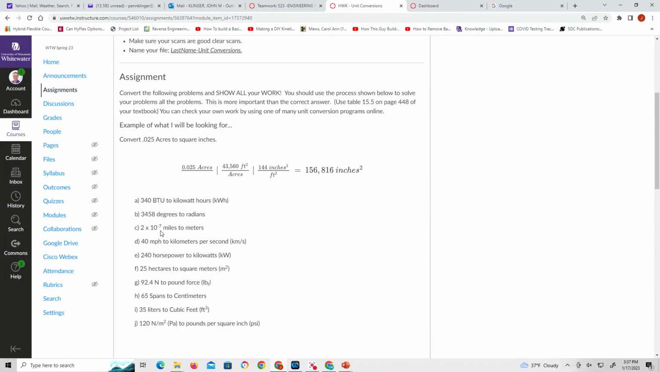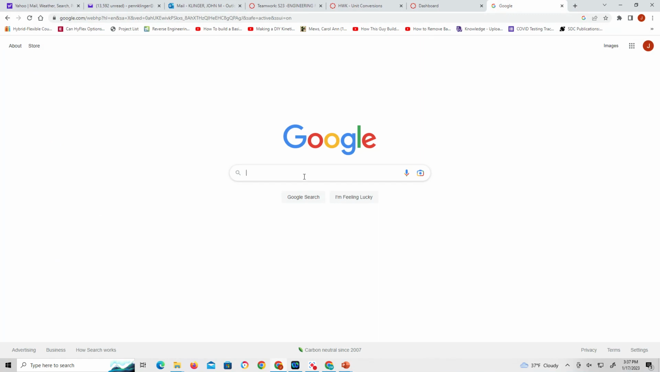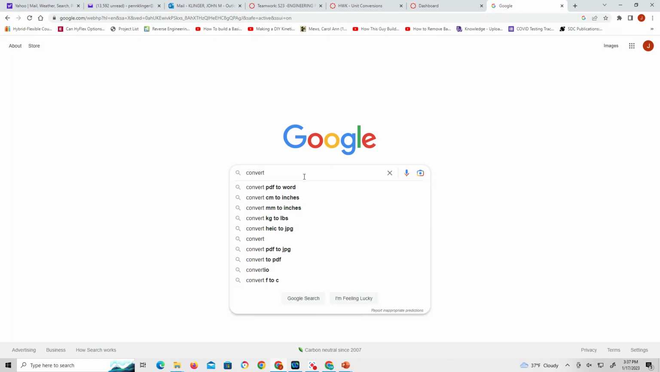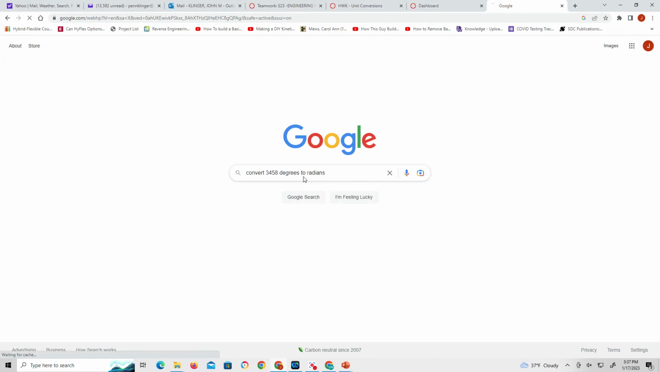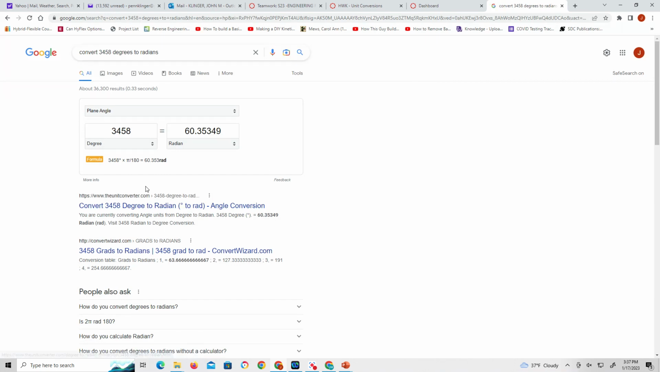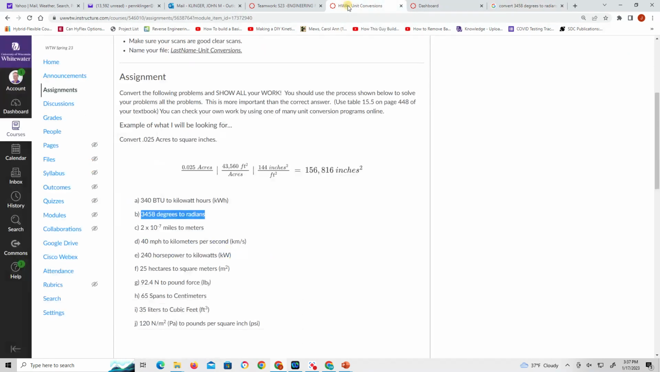Obviously, it's really easy. You could take this and say, oh, I can just use Google Convert, right? I can go to Google and say convert this to radians, and there's my answer, and it even shows me the formula. So why am I doing all this? I want to make sure that you know how to do it. You can definitely go back and check each of these problems using Google Convert, and check to make sure that your answers are correct.